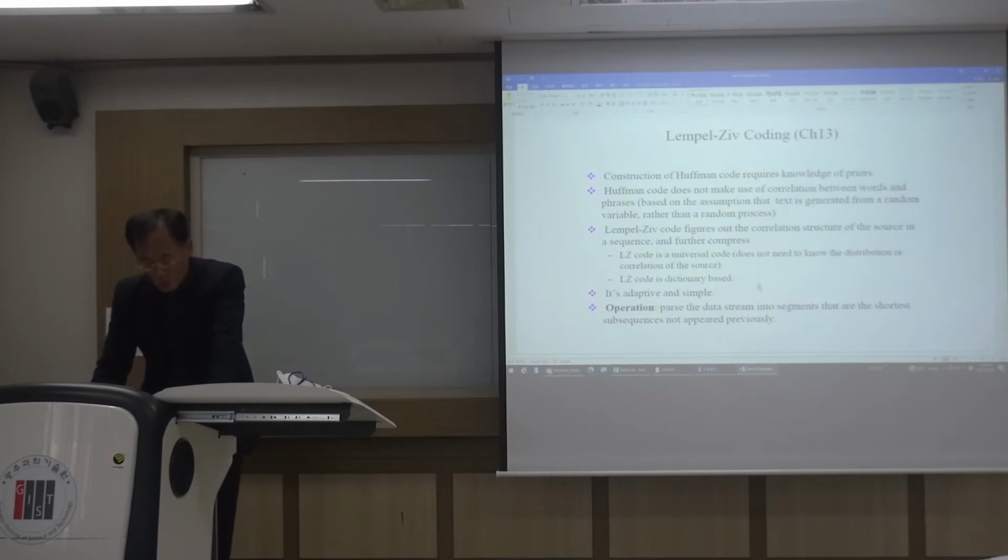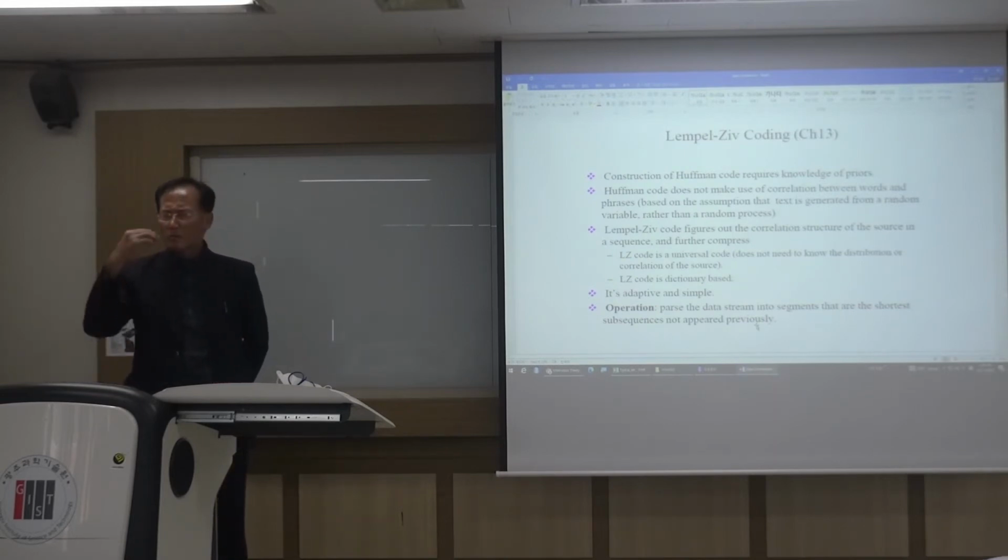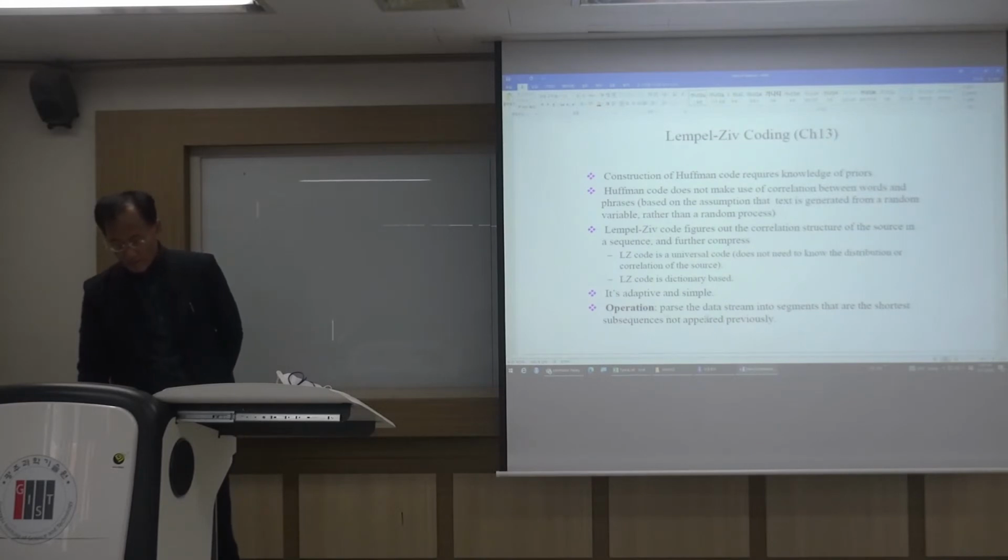And then it is also very simple and adaptive. And then you don't need to calculate the distribution. So it is very good. So, and then operation is very simple. The rule is just a single line, which is this one. So if you understand this line, then basically you can do the decoding. You can do the encoding and decoding all together. So parse the data stream into segments that are shortest subsequences not appeared previously.